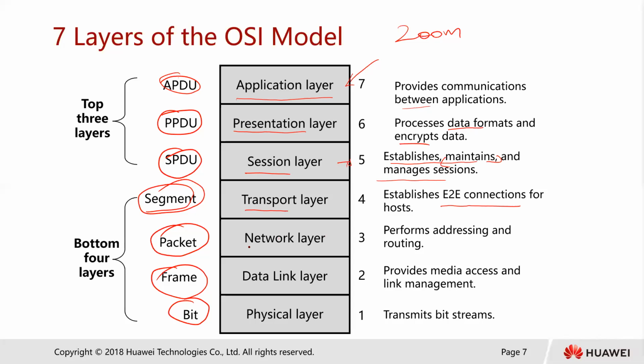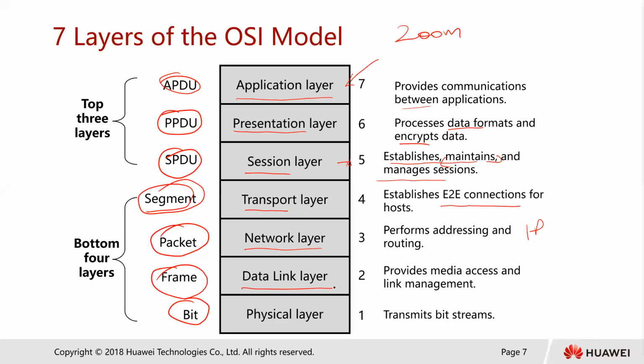Now we come to the network layer. It performs addressing and routing. All the IP addressing is done at this layer, making sure we have IP addresses, making sure our computers can communicate over the internet, and also routing across different network segments.